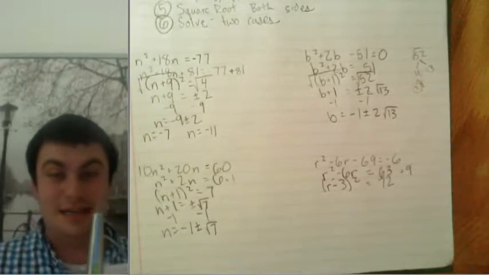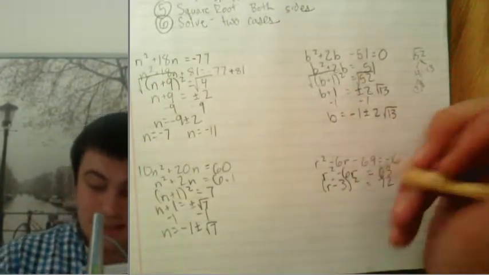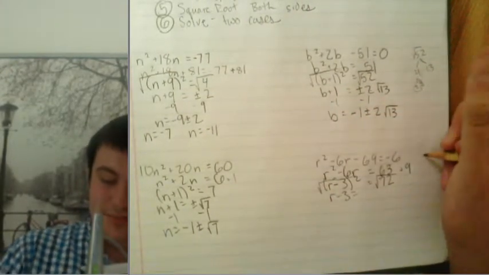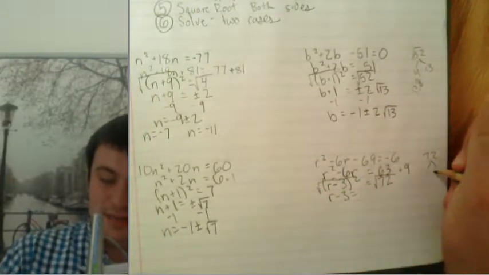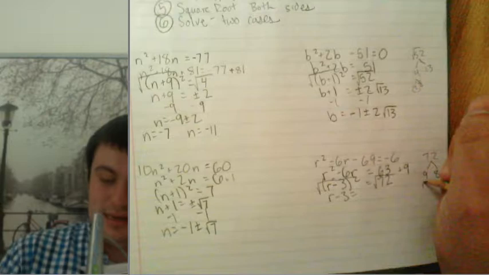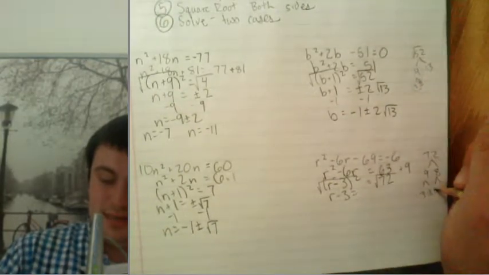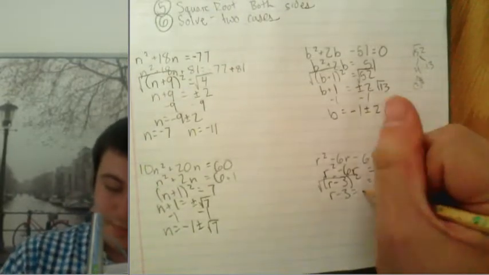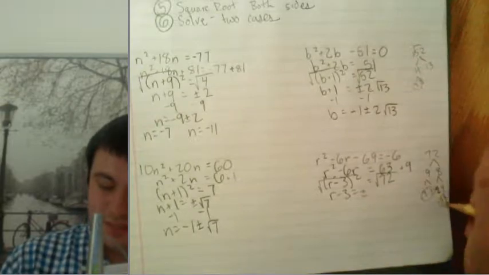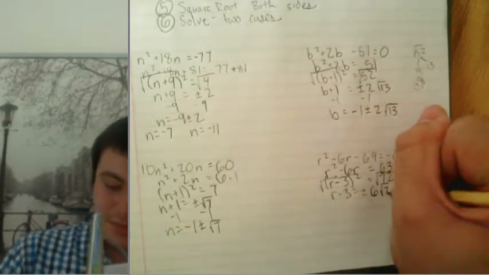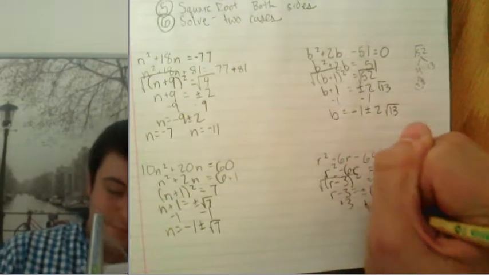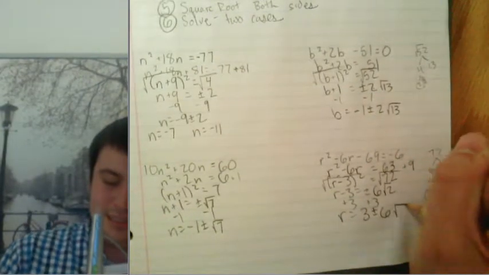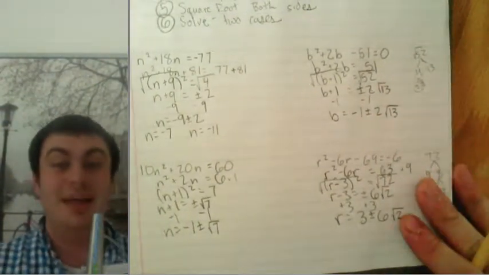72 over on this side. So when I take the square root of both sides, I get r minus 3 equals, let's see, 72 breaks down as 8 and 9. 9 is 3 and 3. 8 is 2 and 4. 4 is 2 and 2. So we get, looks like plus or minus, we have a pair of 3's, a pair of 2's, 6 times the square root of 2. Now when we add 3 to both sides, we get that r equals 3 plus or minus 6 times the square root of 2. And that's our solution.